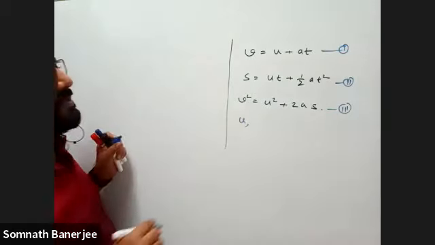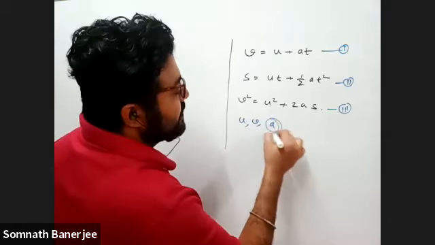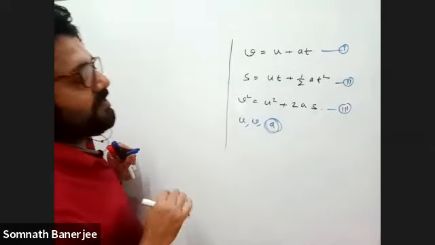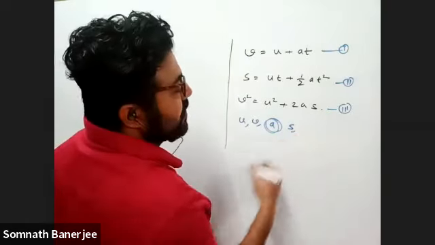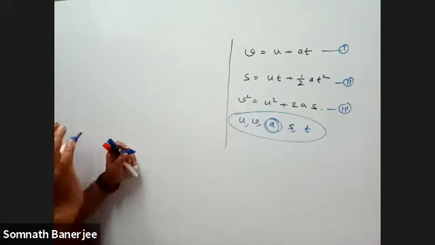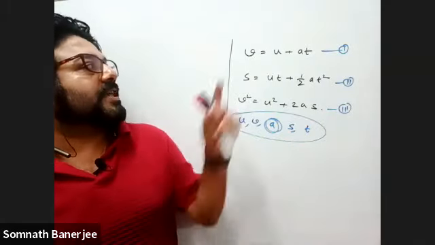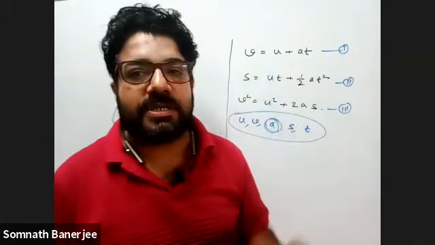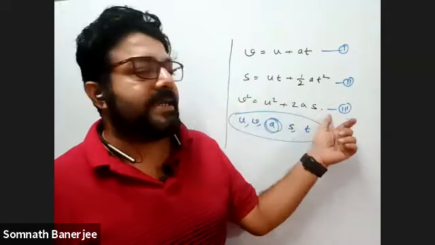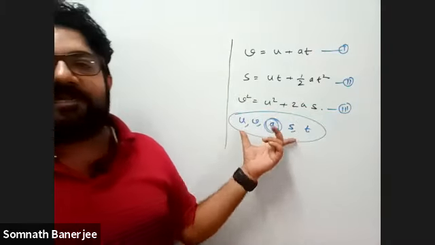U means initial velocity, V is the final velocity, A is the acceleration, which is always constant, and then we can use these three formulas. S is the total displacement, T is the time. In total you have 5 variables, and in each equation you have 4 variables. Like in the first equation you have V, U, A, T; in the second equation S, U, A, T; and in the third equation V, U, A, S.